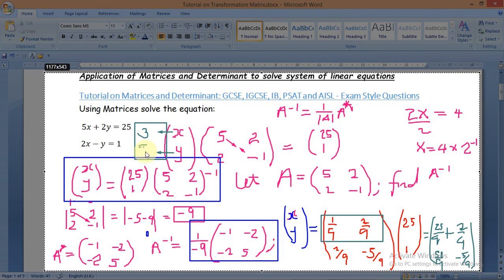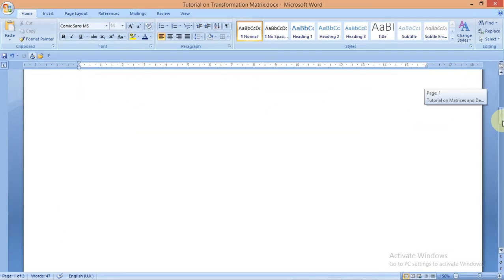So you can go ahead and try: 5 into 3 plus 2 into 5 will give you 25. Similarly, 2 into 3 minus 5 will give you 1. So it is satisfied. So finally, I will complete the task now.